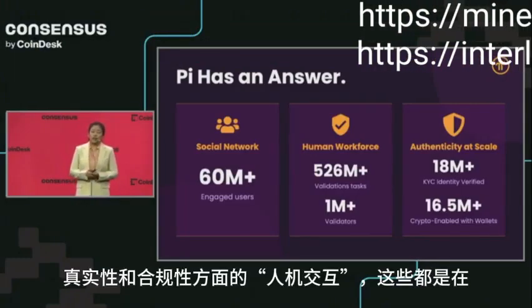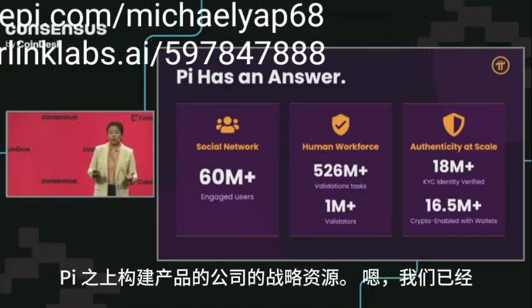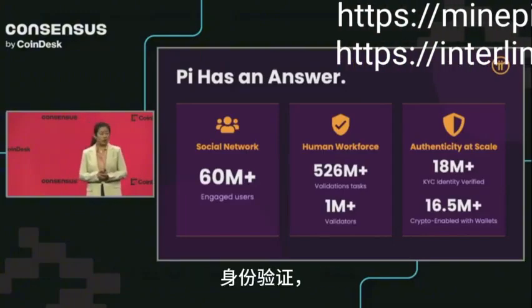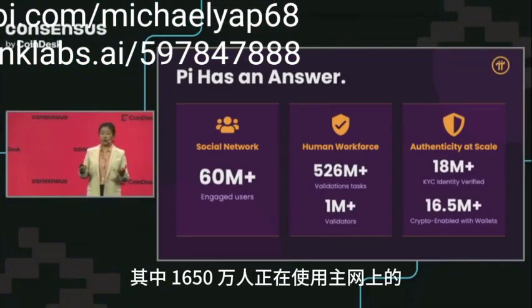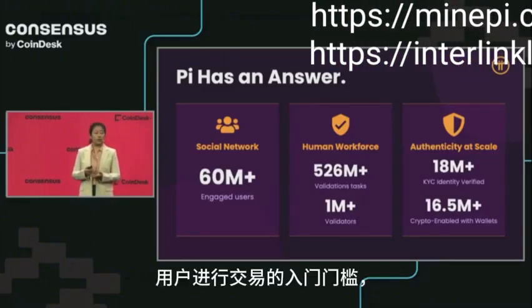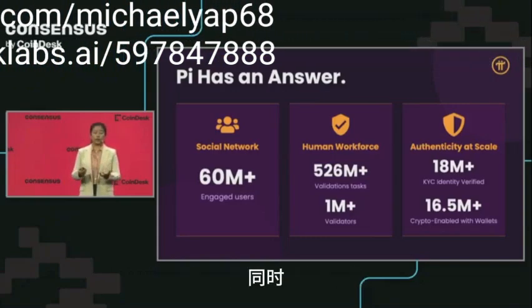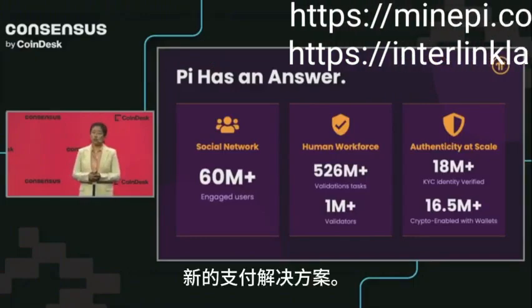Authenticity and compliance are strategic resources for companies building on top of Pi. We have over 18 million people who are already identity verified, and 16.5 million of them are on the mainnet with the wallet. These basically reduce the onboarding frictions of users to be able to transact, and at the same time, avoid having to introduce them to a new payment solution.